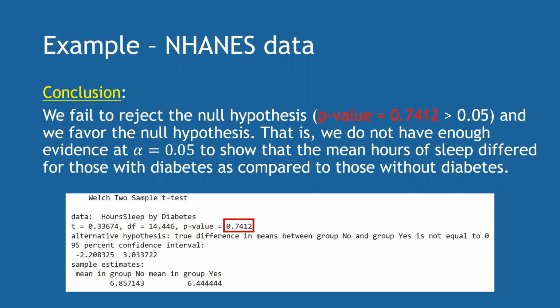and then make sure you tell me why, aka that the p-value was greater than 0.05, and that we favor the null hypothesis. That is, we don't have enough evidence at alpha equals 0.05 to show that the mean hours of sleep differed for those with diabetes as compared to those without diabetes. So the main takeaway here is that we compared the mean hours of sleep between those with diabetes and those without diabetes, and there was no statistically significant difference between those two groups.